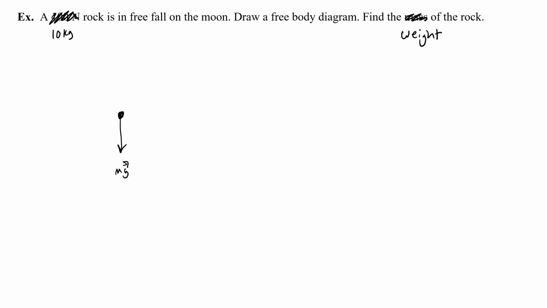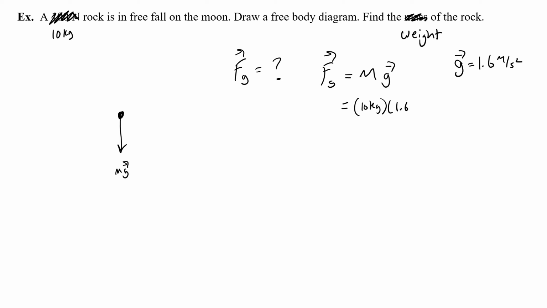Great. So here's the free body diagram. The weight of the rock is the force of gravity. That's what we're trying to find. And remember that the force of gravity is going to be the mass times the acceleration due to gravity. It doesn't say it in the problem, but I'll just tell you, on the moon the acceleration due to gravity is about 1.6 meters per second squared. So if I take that 10 kilograms and multiply it by 1.6 meters per second squared, I'm going to get 16 kilogram meters per second squared, or newtons.